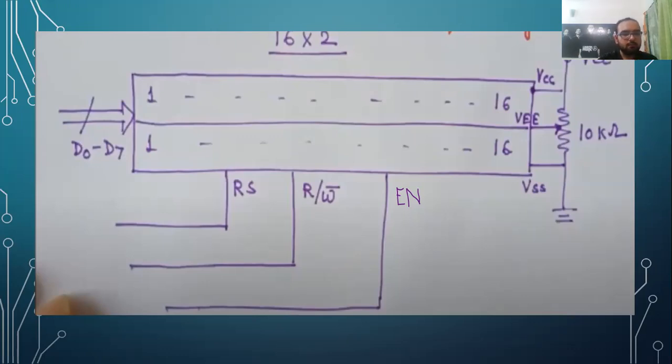Here below we have three control signals. First is an RS or a register select. Then we have the read or write signal, and then we have an enable signal. I'll be briefing you about this shortly.